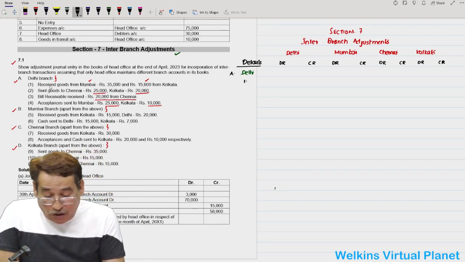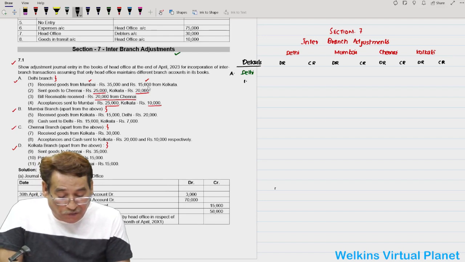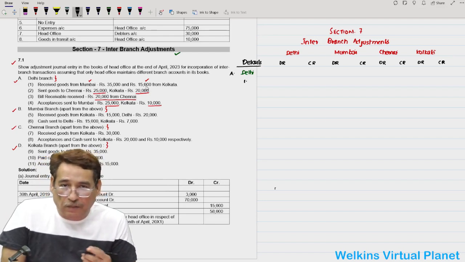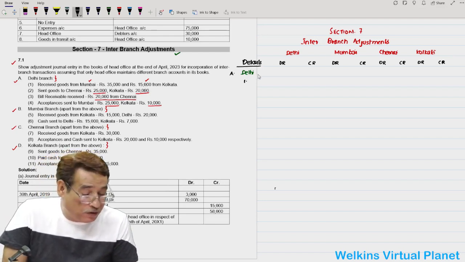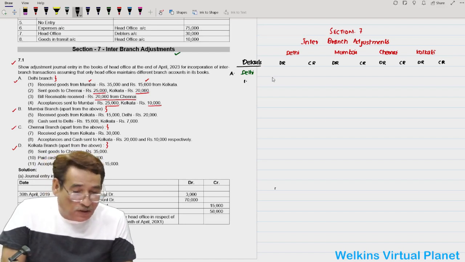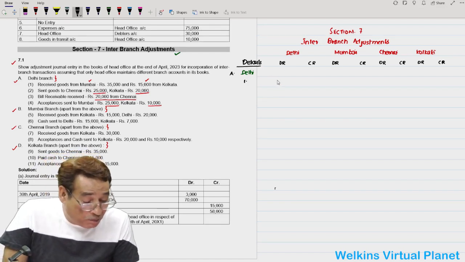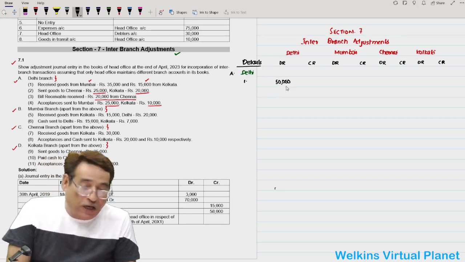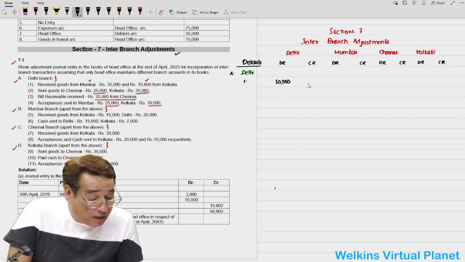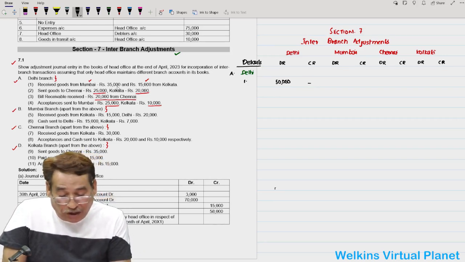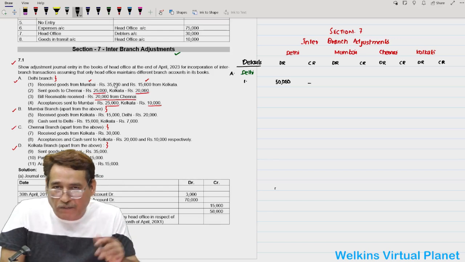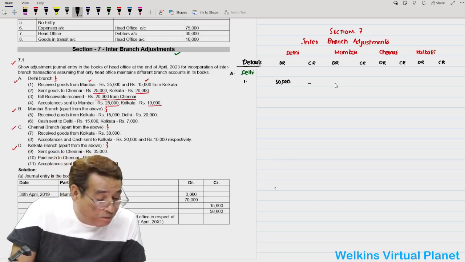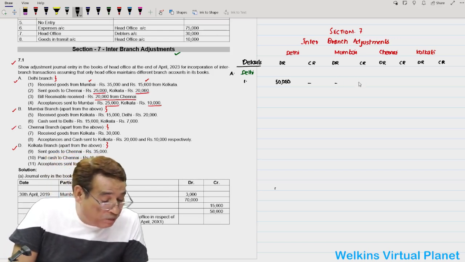Now, as I told you, Delhi branch has received goods 35,000 and 15,000. That means Delhi branch is receiving 50,000 worth of goods. Because Delhi branch is receiving, I am simply going to write 50,000. The impact of transaction 1 is that Delhi branch is receiving branch. But at the same time, out of 50,000, 35,000 worth of goods have been supplied by Mumbai branch. So, towards the credit side of the Mumbai branch, I will write here 35,000.